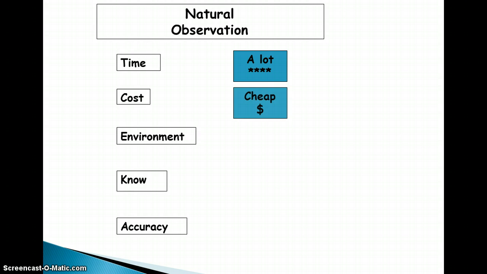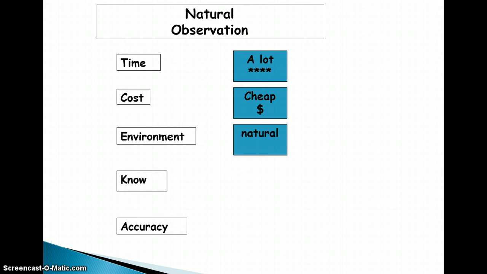The cost, the reason why natural observation is done a lot is simply because it is very cheap. You have very few things that you would need as far as cost, maybe some paper to jot down the behaviors that you see, but really it doesn't cost you much to observe a group.